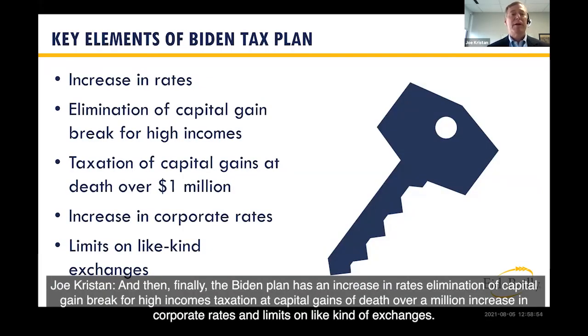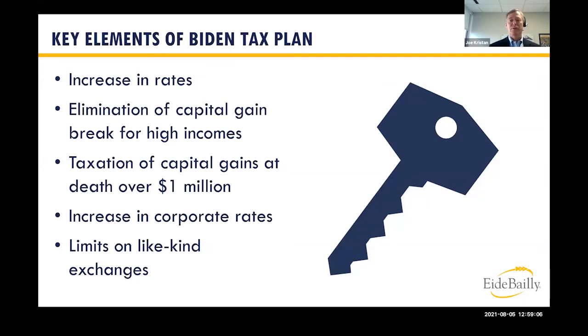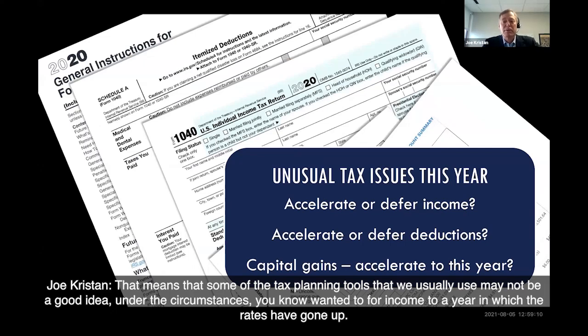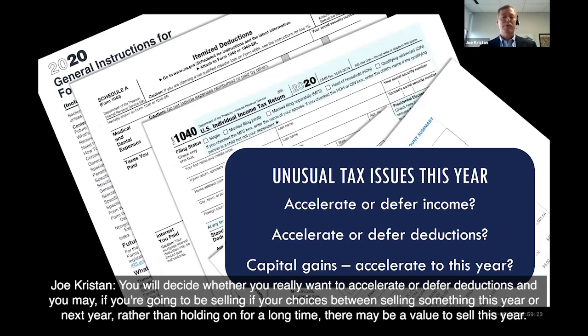And then finally, the Biden plan has an increase in rates, elimination of capital gain break for high incomes, taxation of capital gains at death over $1 million, increase in corporate rates and limits on like-kind exchanges. That means that some of the tax planning tools that we usually use may not be a good idea under these circumstances. You don't want to defer income to a year in which the rates have gone up. It'll decide whether you really want to accelerate or defer deductions. And if your choice is between selling something this year or next year rather than holding on for a long time, there may be a value to sell this year.